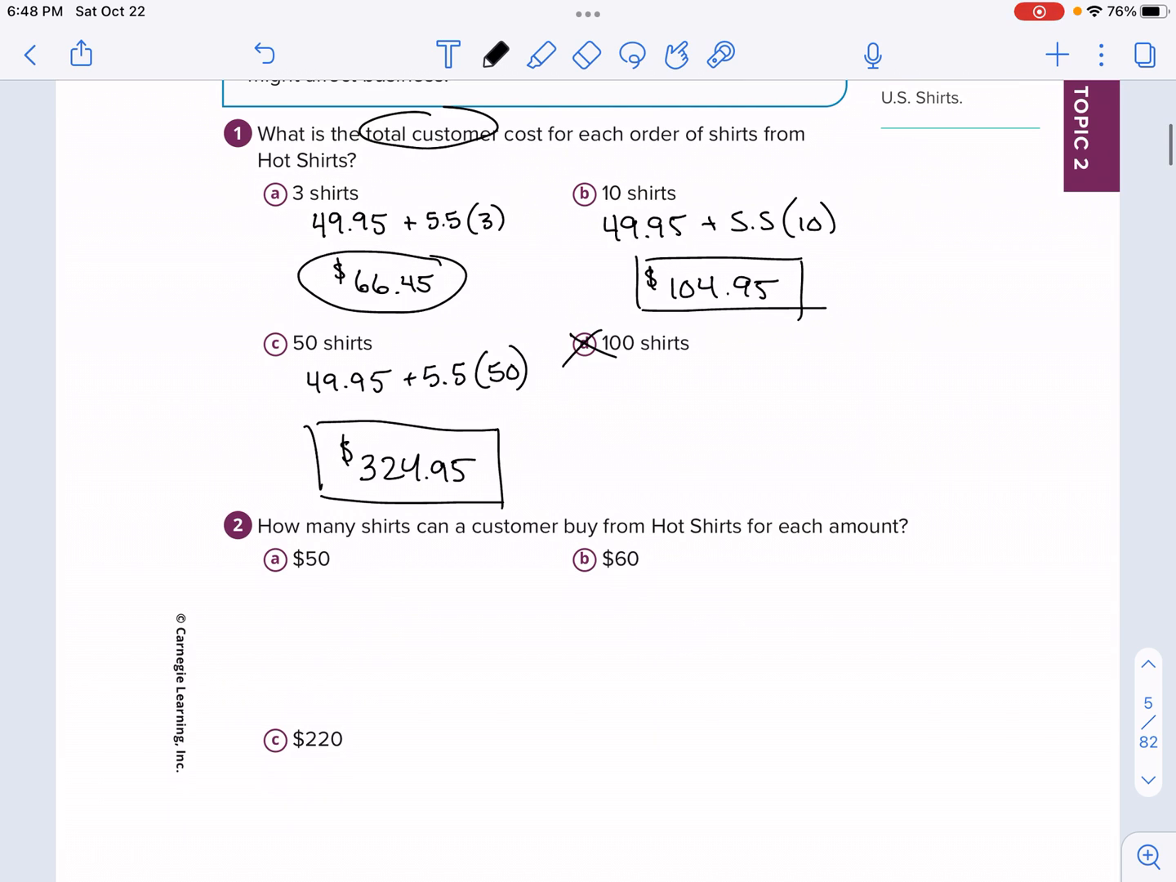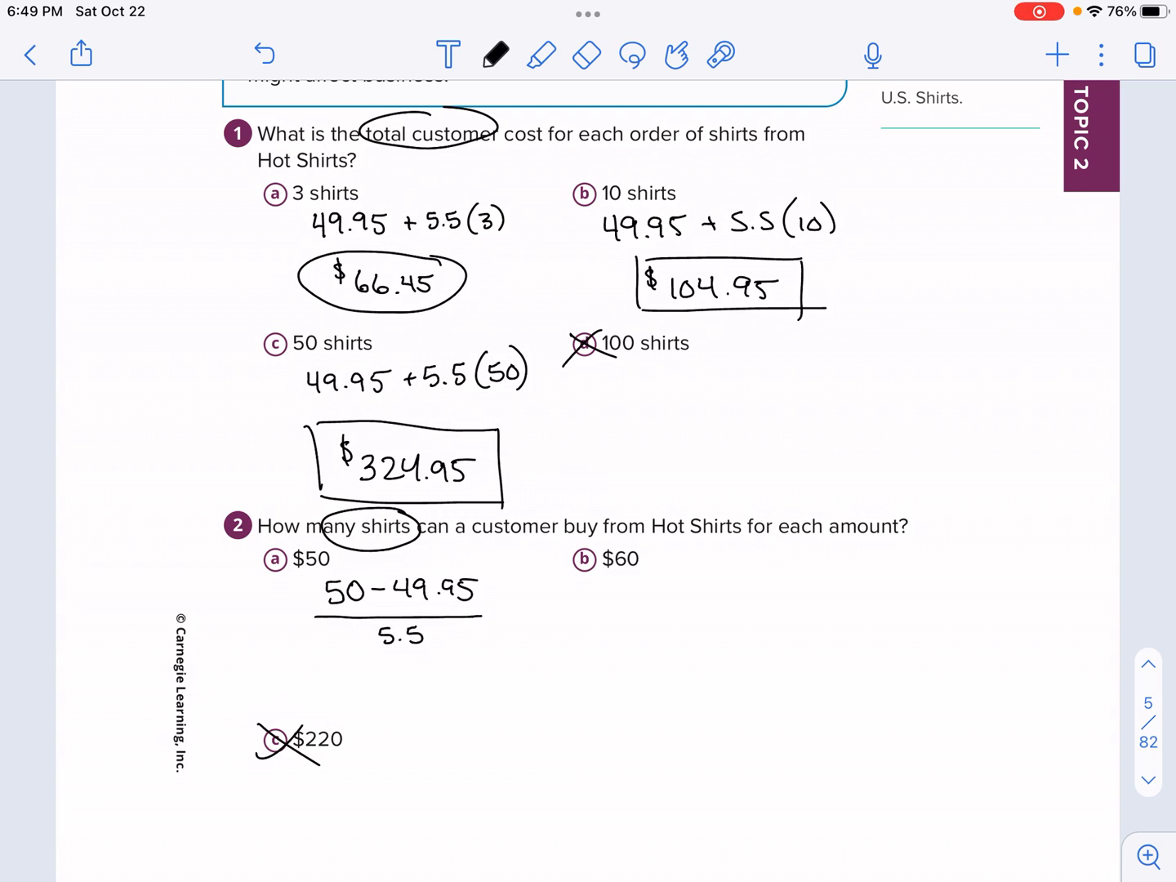Now from here, number 2, we're going the other way around. Now we're trying to determine the number of shirts. We're just going to do this for A and B. We'll cross it off for C. How many shirts can a customer buy from Hot Shirts for each amount? So how do we figure this out? Remember, we take the amount that we start with and subtract our initial value, which here is our startup fee, $49.95. Then whatever that is, divide by the cost per shirt, so we divide by 5.5 for $5.50.